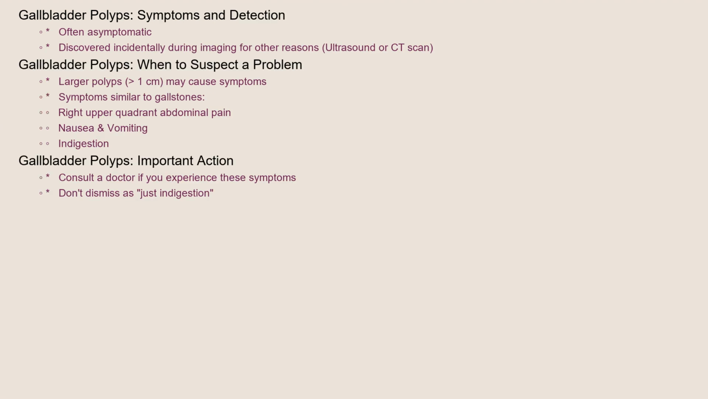Often, gallbladder polyps don't cause any symptoms at all and are discovered incidentally during an abdominal ultrasound or CT scan performed for another reason. However, larger polyps, particularly those larger than 1 centimeter, may cause symptoms similar to gallstones. These symptoms can include right upper quadrant abdominal pain, nausea, vomiting, and indigestion. It's crucial to consult a doctor if you experience these symptoms, even if you think it's just indigestion.